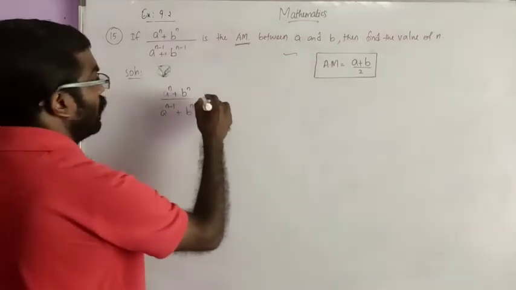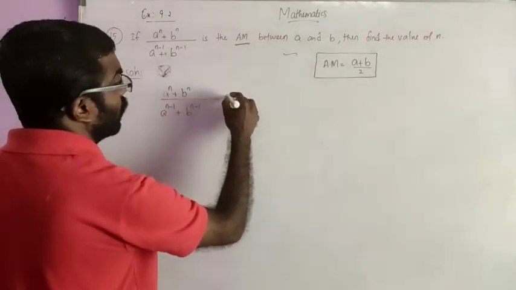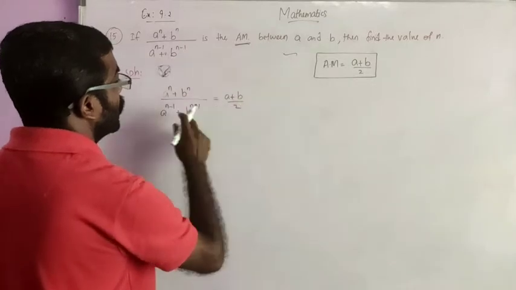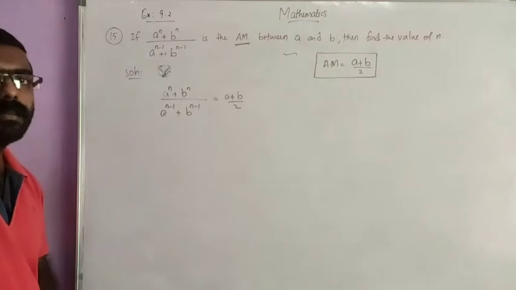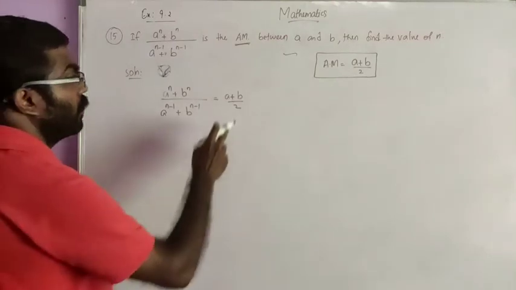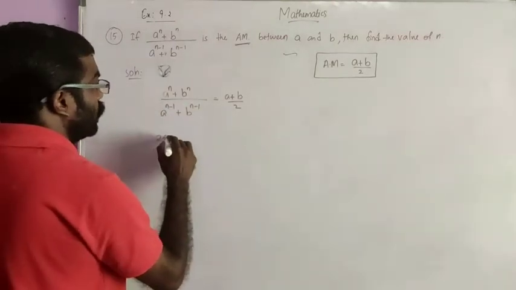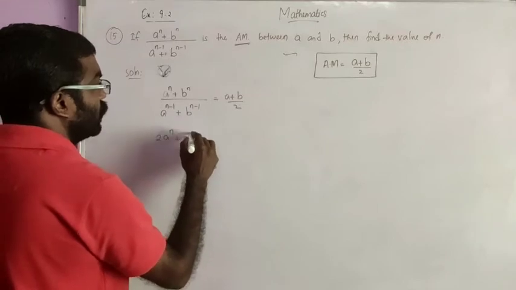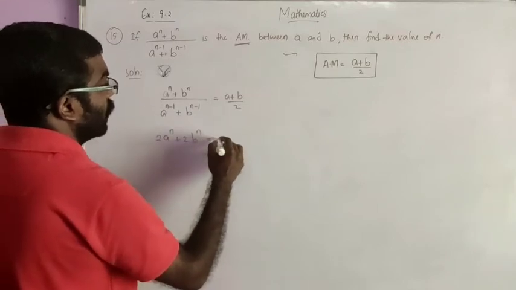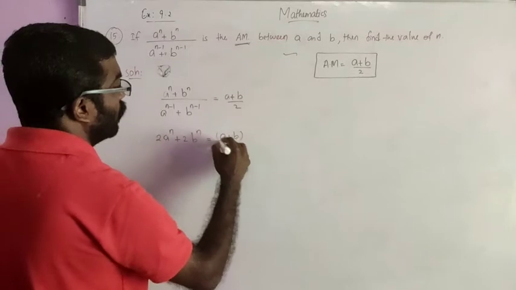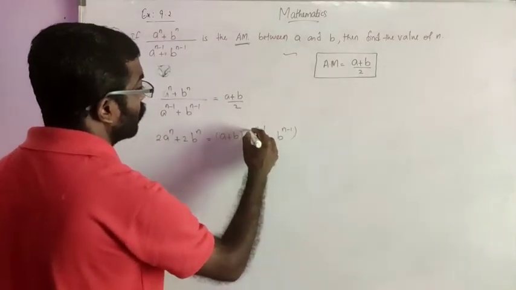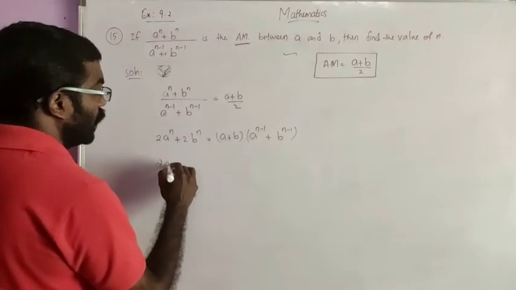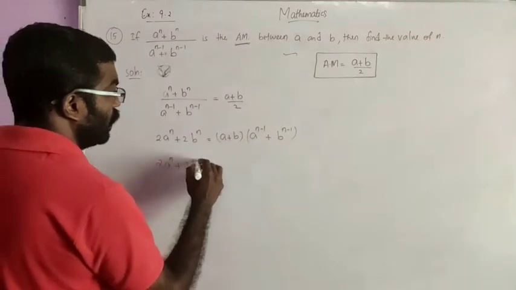So here we can write this is equal to a plus b by 2 because it is given that it is the arithmetic mean between a and b. Okay. Now we can cross multiply: 2a raised to n plus 2b raised to n is equal to a plus b into a raised to n minus 1 plus b raised to n minus 1. 2a raised to n plus 2b raised to n.